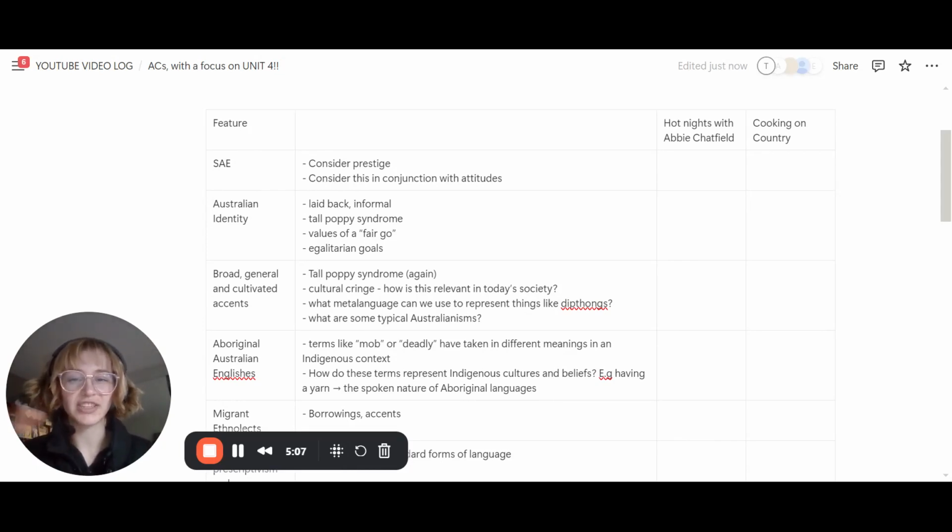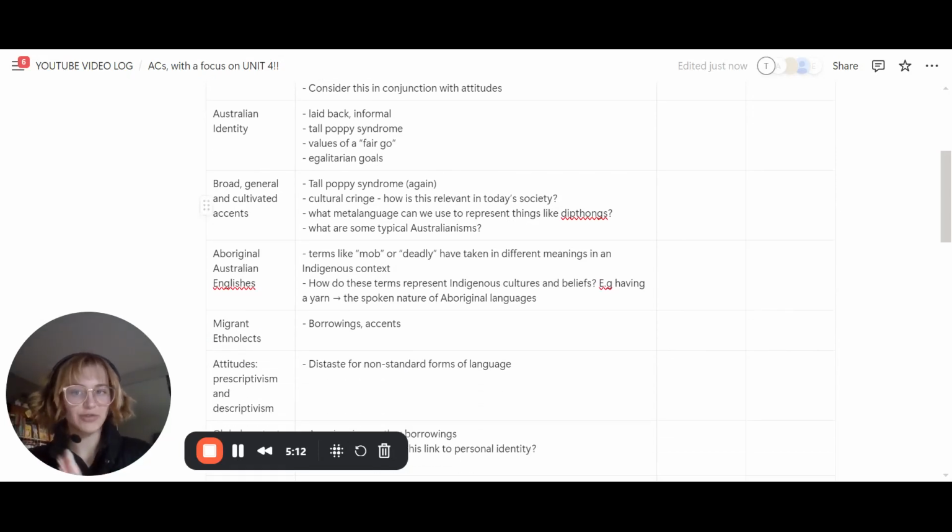Think about beyond just laid back and informal. Think about our values. Cool. Broad, general, and cultivated accents. So this will be probably more in a transcript sort of situation.